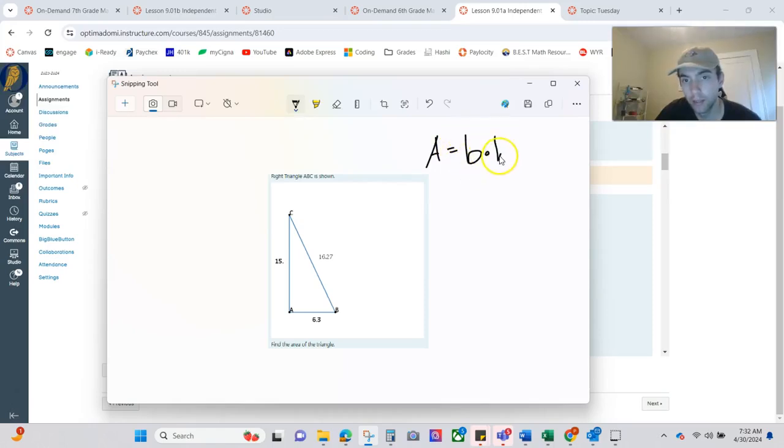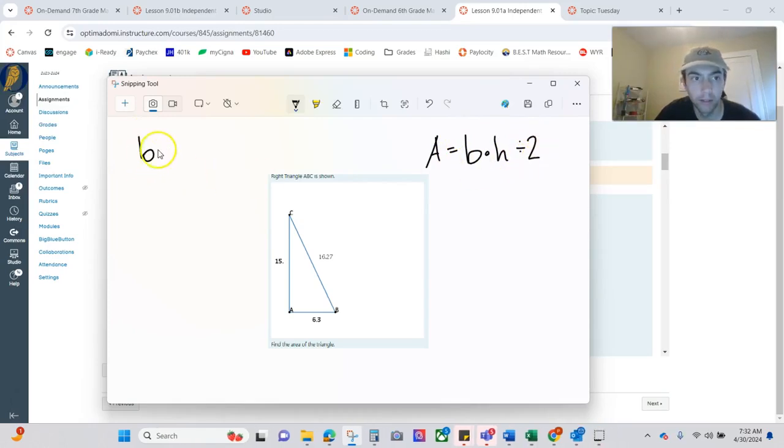Base times height divided by 2, or base times height times 1/2. They mean the same thing: finding half of something and dividing by 2. Same but different.